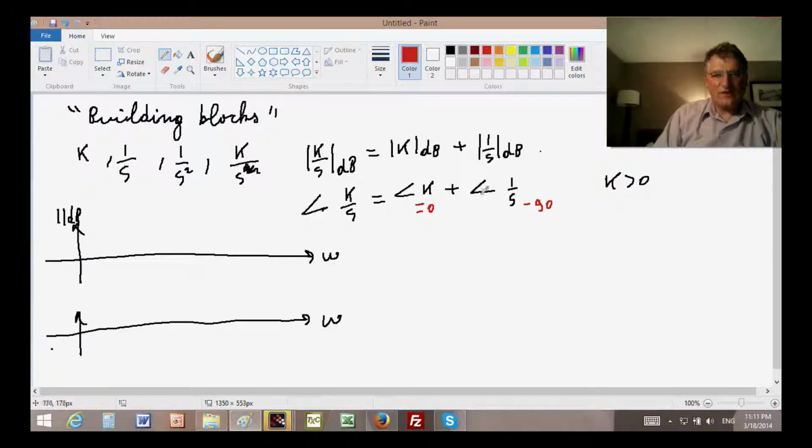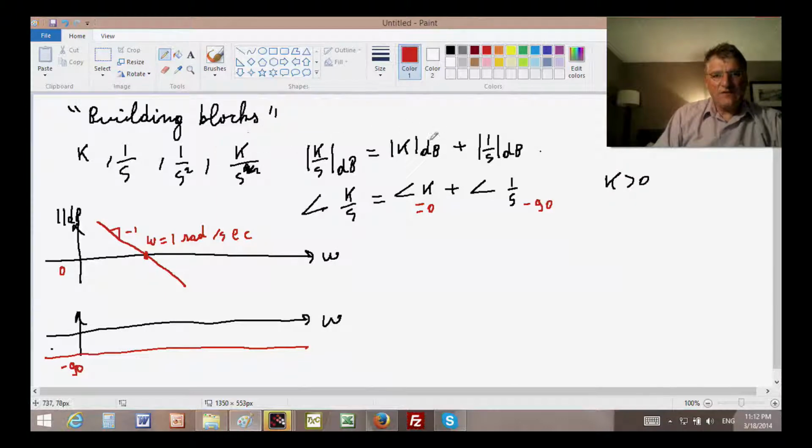And magnitude-wise, here's what happens. First, I plot 1 over s in decibels. I've seen that before. We know it's a -1 slope when things are expressed in decibels, and it crosses the 0 dB line at 1 radian per second. So it crosses when omega is equal to 1 radian per second. Now the phase is minus 90 degrees.